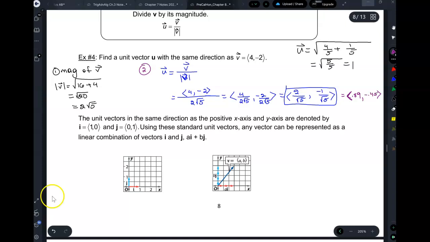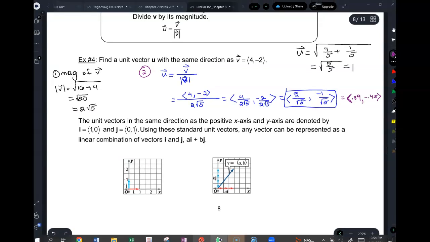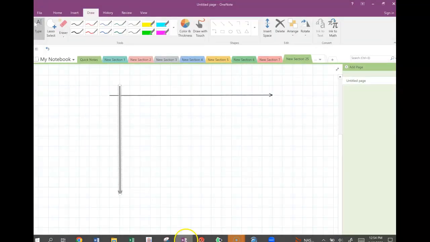Yes? Okay, so take a look at what we're going to do. We're going to draw here vector v. So what is vector v? 4 comma negative 2. So why don't we go ahead and do that? This is going to be vector v. 4, I'm going to go over 4 and go down 2. Everybody believe me that that's vector v?